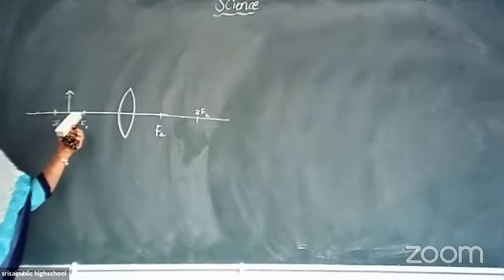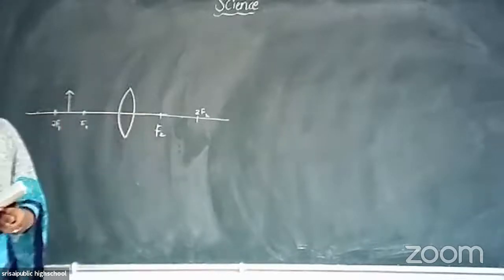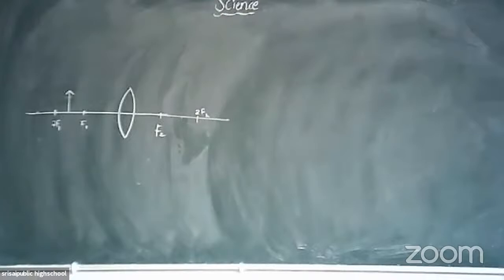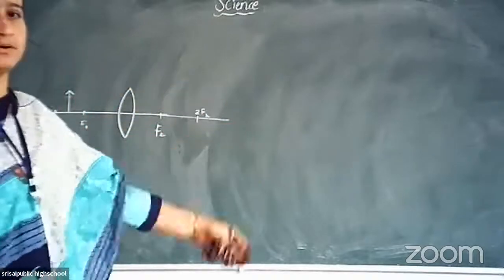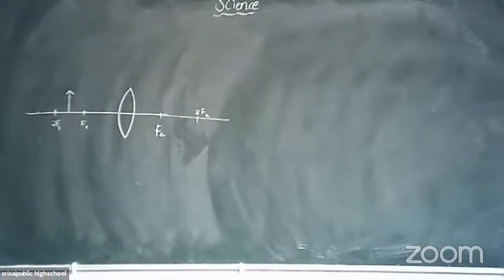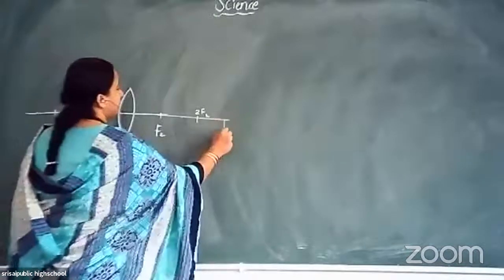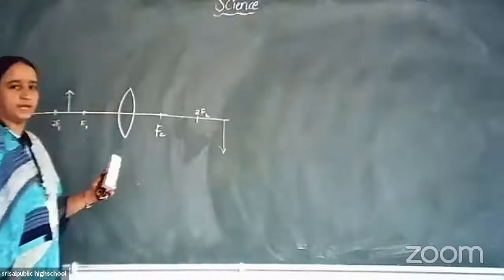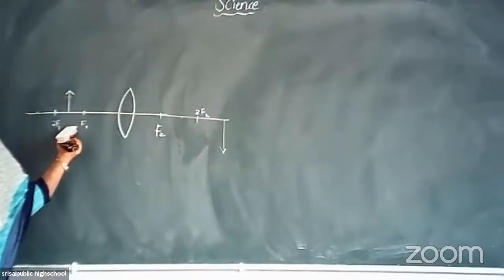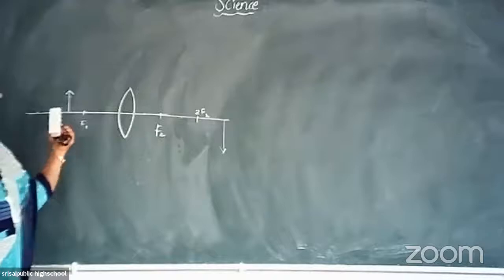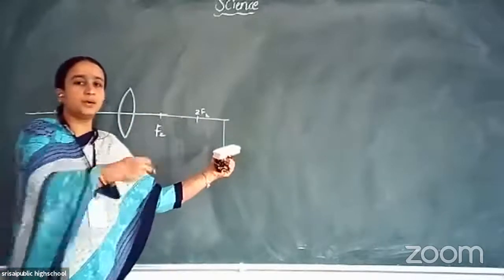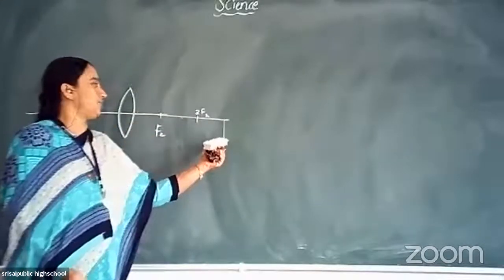If this is the position of the object, where are you going to get the image now? Observe the tabular column and answer. Beyond 2F2. If the object is between 2F1 and F1, you are going to get the image beyond 2F2.